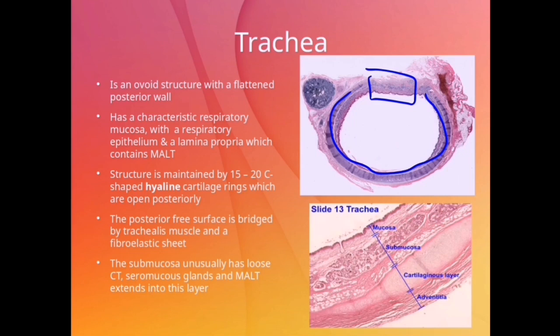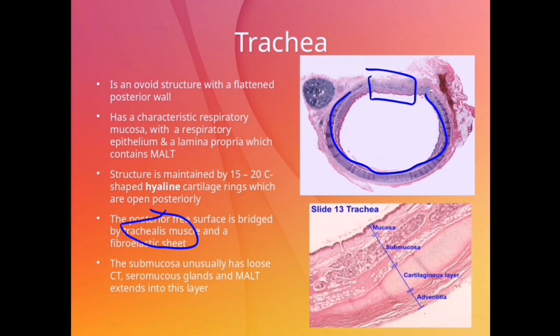So we have 15 to 20 of these C-shaped hyaline cartilage rings. Since the cartilage is deficient posteriorly, the posterior wall is supported by a trachealis muscle and a fibroelastic sheet. The trachea has a characteristic respiratory mucosa where we have the respiratory epithelium. Recall the respiratory epithelium, and we also have a lamina propria within the trachea. So let us look at the cross section of the trachea wall.